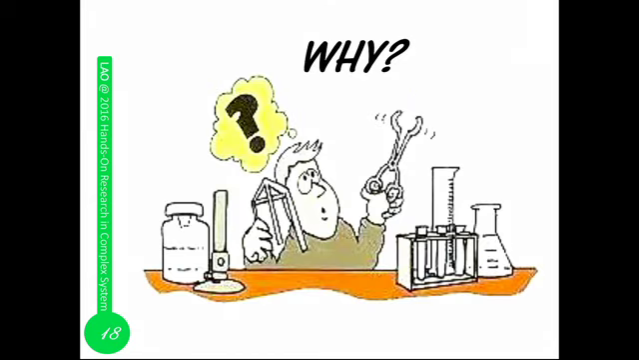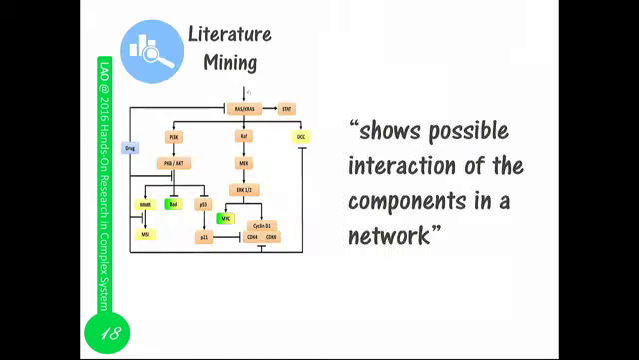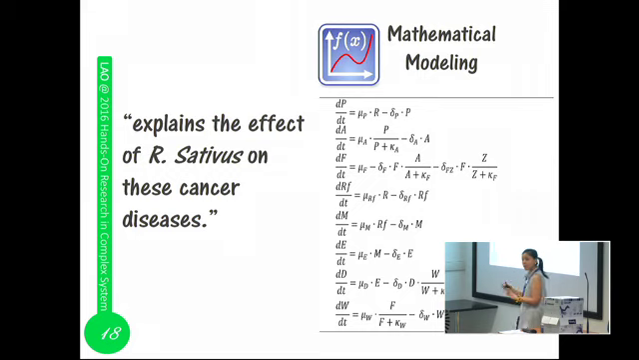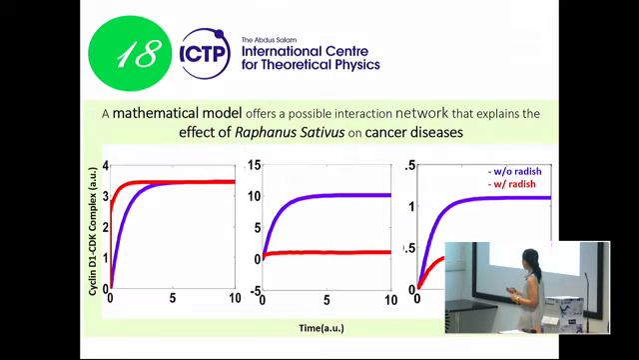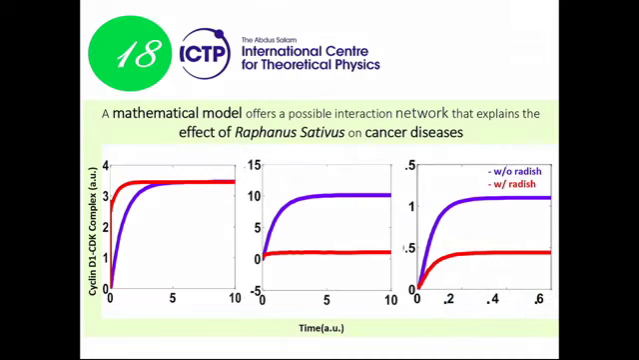So why is it more effective against one and less against the other? Instead of investing huge amounts of money or funding into high-end experiments where you don't know what you're investigating, we propose that you first gather information from literature mining and establish an initial interaction network that will be used to establish mathematical models that explain why the radish is more effective against one disease than the other. To know more about how we did it and what our initial findings are, visit me at poster number 18.